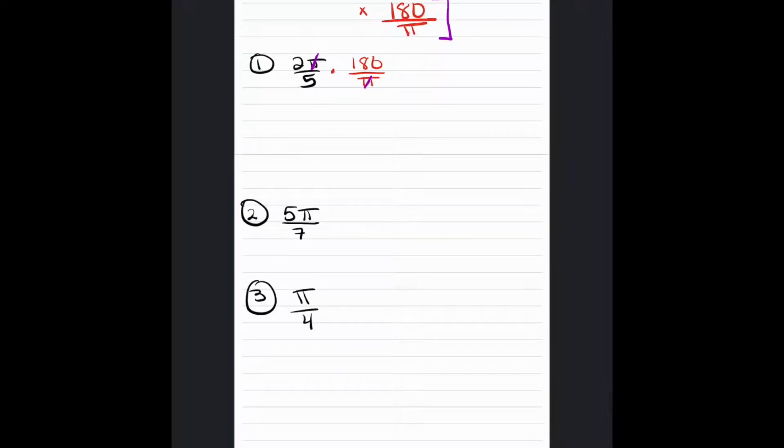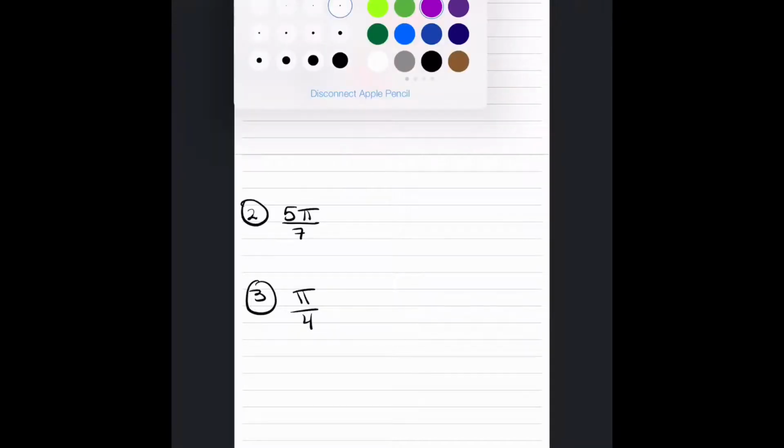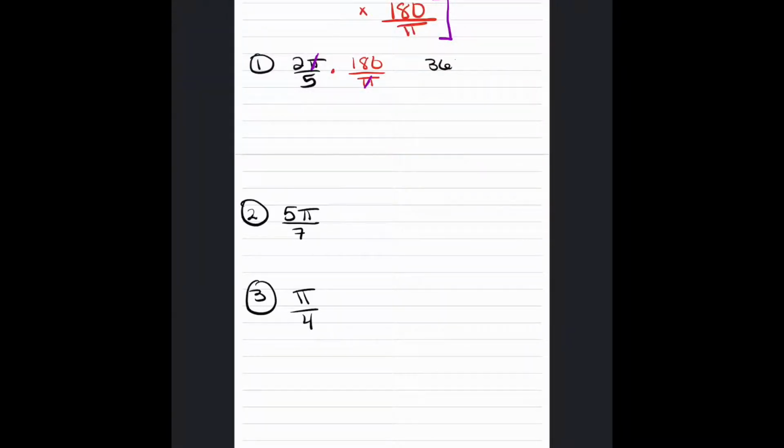So when we cancel those pi's, we're just going to multiply 2 times 180. So 2 times 180 is 360 over, this becomes a 1 here, so we have 5 times 1 over 5. And then we just divide these. So we do 360 divided by 5, and I get 72. Let me double check it. 360 divided by 5, 72, yeah. So that means 2 pi over 5 in degrees is 72 degrees.